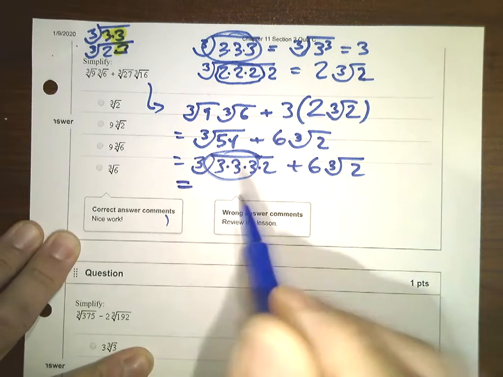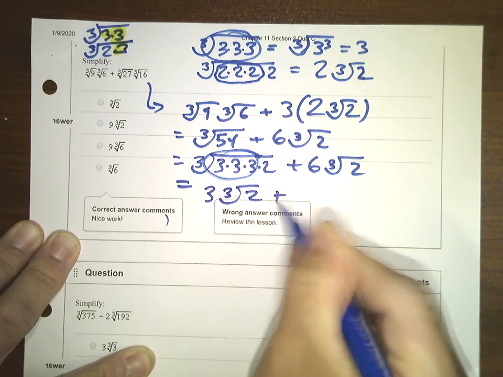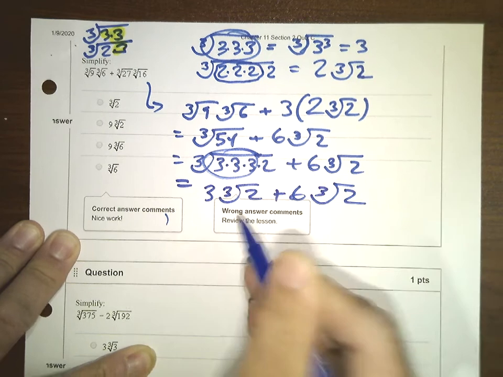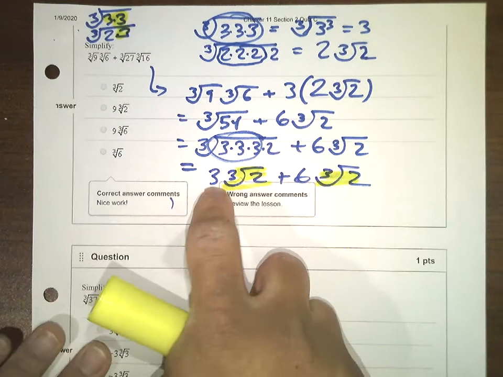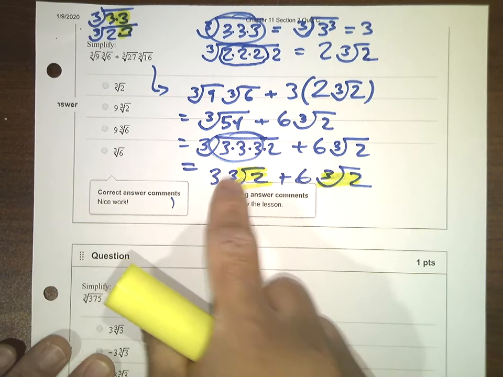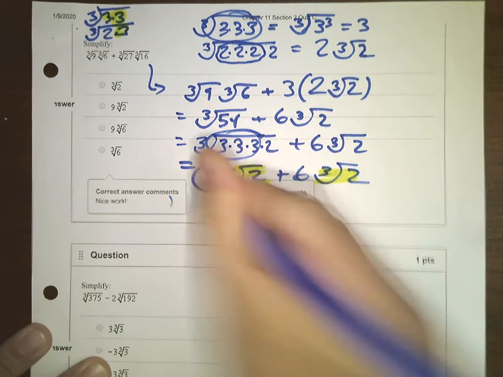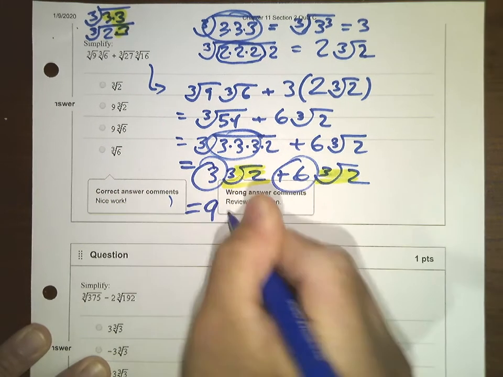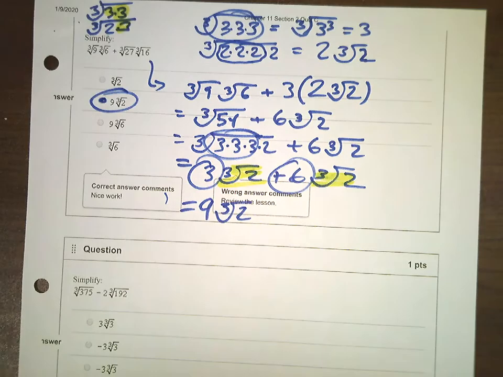So now I already realized that this will be 3 cube root of 2 plus 6 cube root of 2, and now these are both the same radical. So 2 under the cube root and 2 under the cube root. So 3 cube root of 2 plus 6 cube root of 2 will be 9 cube root of 2. All right, so 3 plus 6 is 9. So 9 cube root of 2. There is my answer. What a time to be alive.